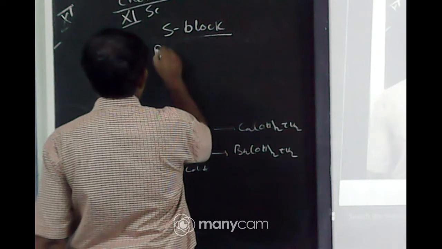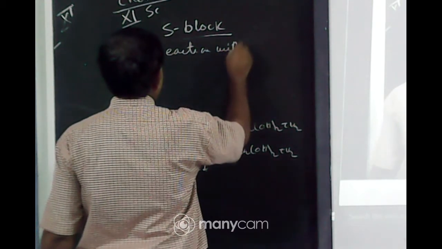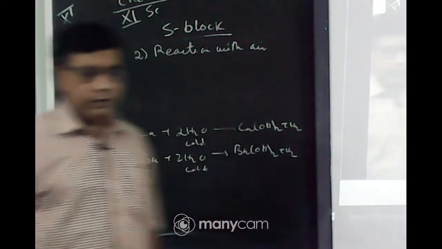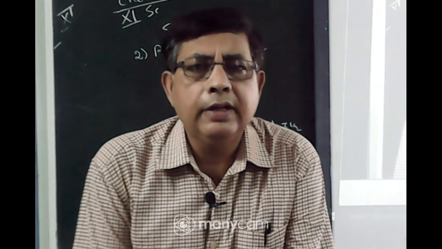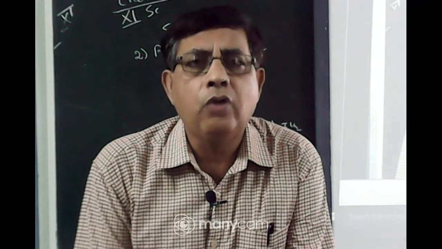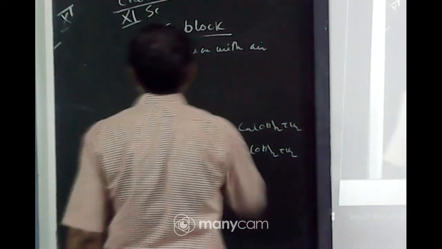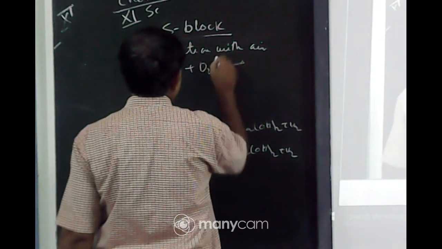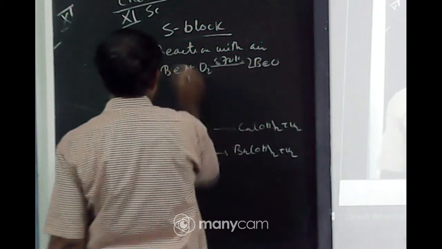Number 2, reaction with air. When alkaline earth metals are heated in air, they react with air under hot conditions to form oxide and nitride. Beryllium forms oxide at very high temperature. Say, beryllium reacts with oxygen at very high temperature to form beryllium oxide.